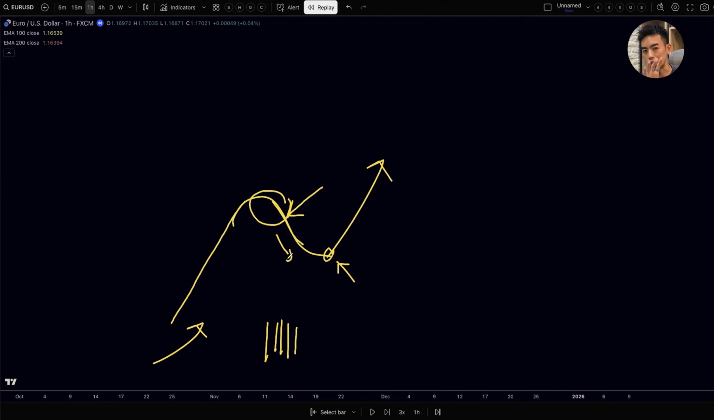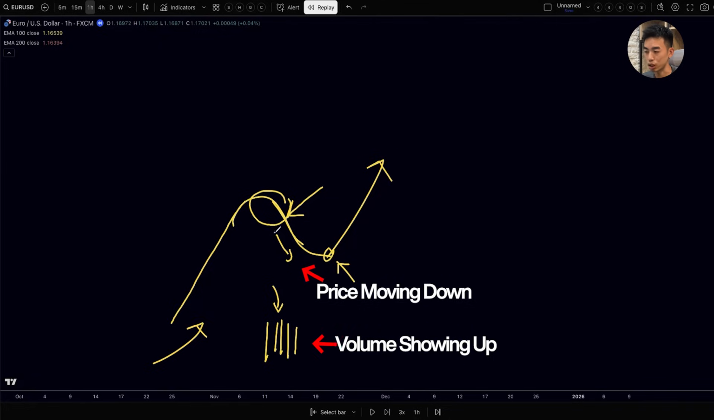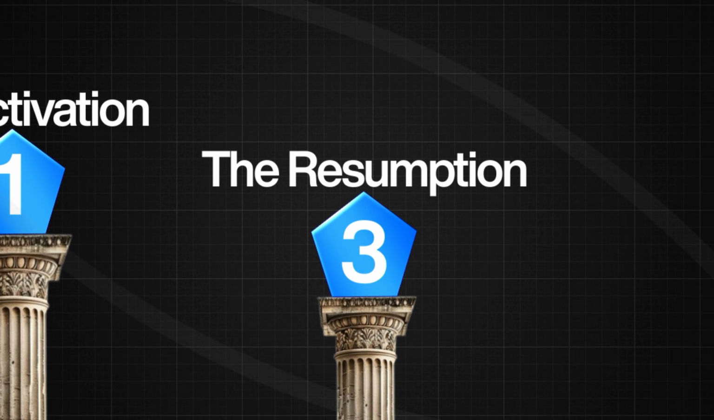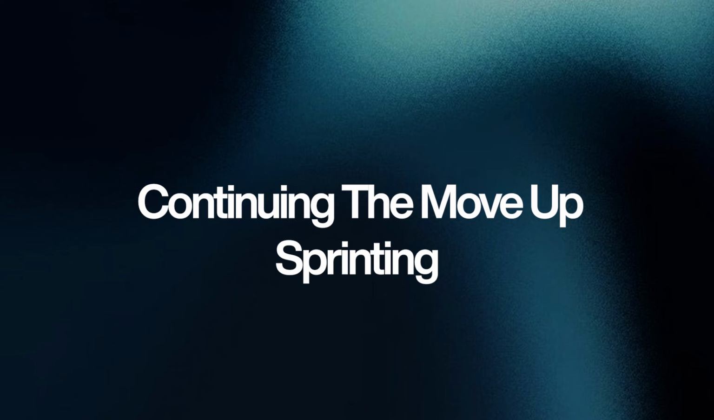All of that is shown by 2 things: the volume showing up plus price action telling you that price is going down. So you always want to make sure when you're looking for a retest, in this case to buy, make sure that the volume on the pullback is as low as possible, making sure that the market is actually taking a breath. And then the third phase, the resumption. Once the market has taken a breath, you want to see the market continuing the move up, sprinting. What I mean by sprinting is with volume showing up again.